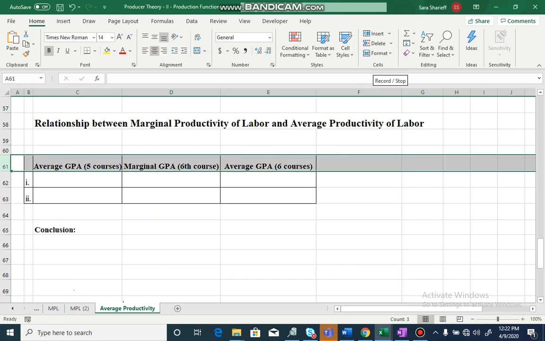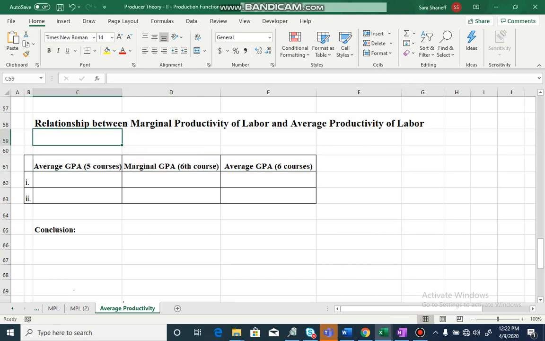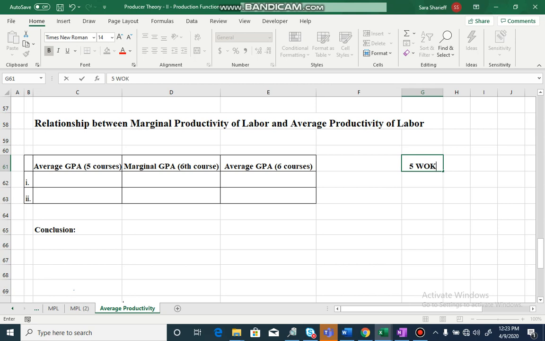Alright, now we're going to begin our discussion on the last product curve, the average product curve. In this video, we have to understand how marginal productivity of labor and average productivity of labor are related. What is the meaning of average productivity? Let's suppose the total number of workers working in the restaurant is 5.